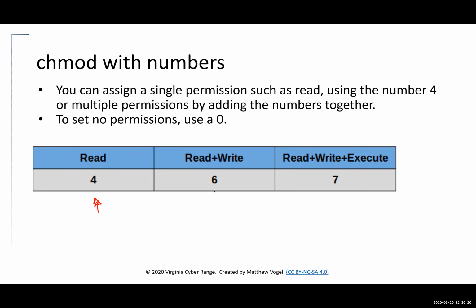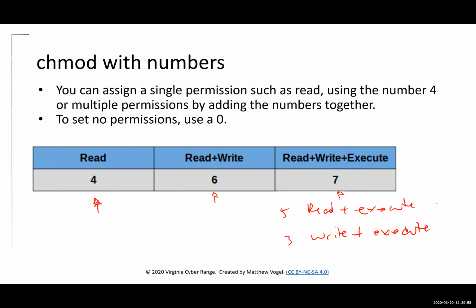If I want to do read and write, then I could do a 6, because that's 4 plus 2. If I want to do read, write, and execute, I could do 7. That's 4 plus 2 plus 1. If I want to do read and execute, what would I use? I use 5, because that's 4 plus 1. If I just wanted to do write and execute, what would I do? It would be a 3, right? So 5 is read plus execute, and 3 is write plus execute.